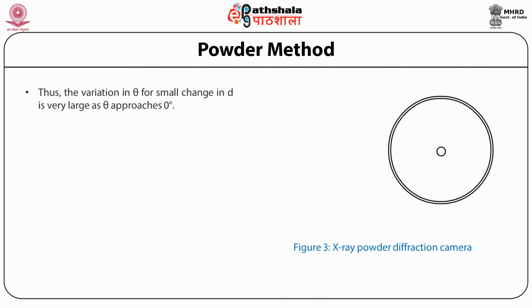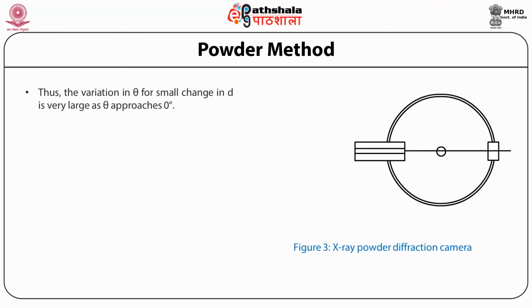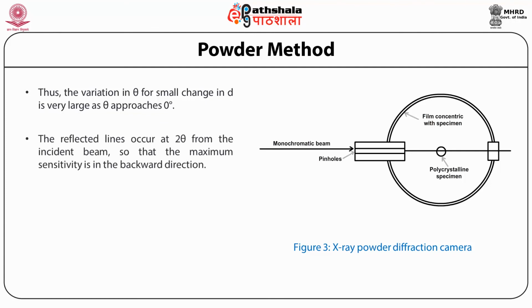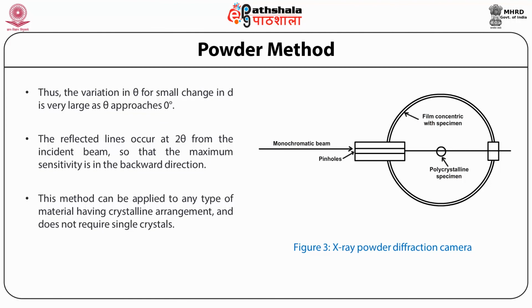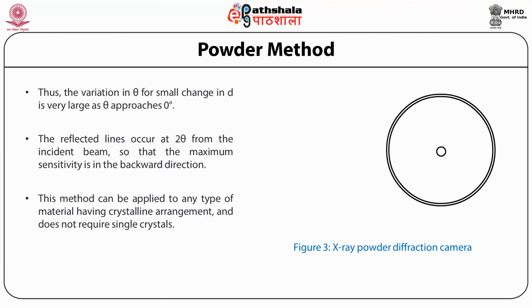Thus, the variation in theta for a small change in d is very large as theta approaches 90 degrees. The reflected lines occur at 2 theta from the incident beam so that the maximum sensitivity is in the backward direction. This method can be applied to any type of material having crystalline arrangement and does not require single crystals. Figure 3 shows the X-ray powder diffraction camera having the monochromatic beam entering through pinholes, the film surrounding the specimen, and in the center a polycrystalline specimen.